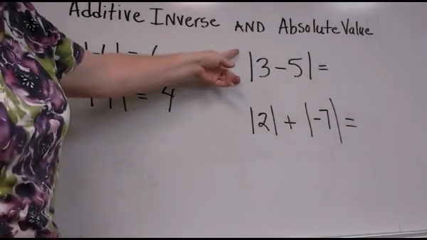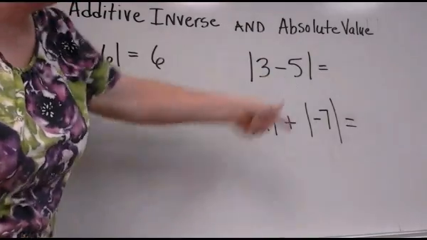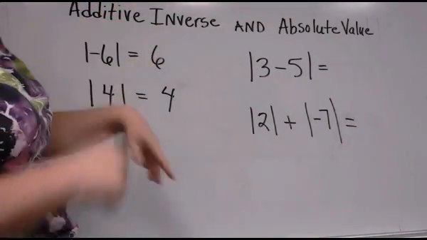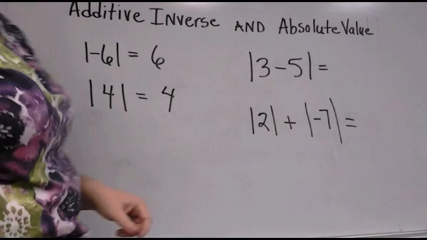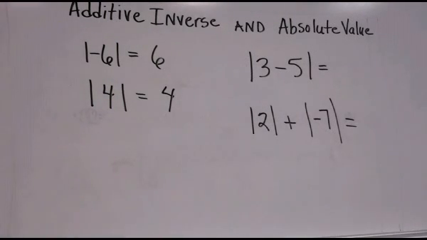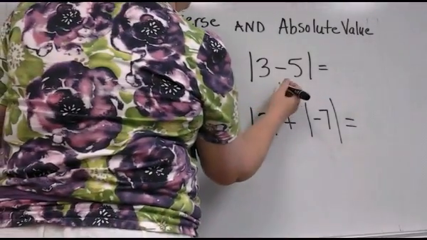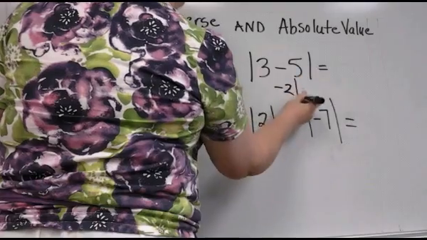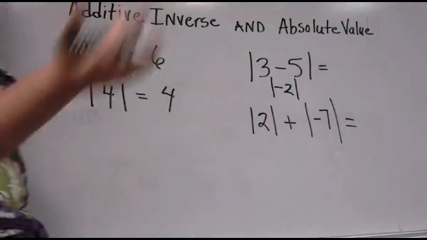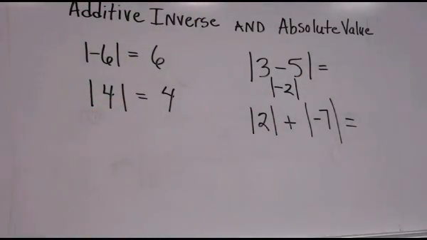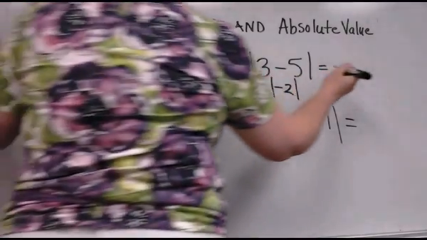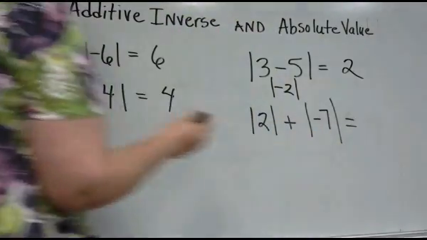What about this one? The absolute value signs are around something, so that means you have to do the math inside. They're functioning like parentheses. So first, you do the math inside, and you go 3 minus 5. Well, that's -2. Now you take the absolute value. What's the absolute value of -2? Well, it's 2. So the answer to that is 2.